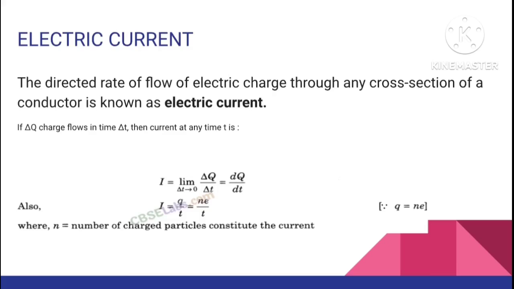And for the total charge flowing in a time small t, I is equal to Q divided by t. We know that Q is equal to Ne, so we can replace it in the formula, that is I is equal to Ne divided by t. Here small n is the number of charged particles that constitute the current, that is, the moving charged particles that make up the current, and e represents the charge on each of the moving charged particles.